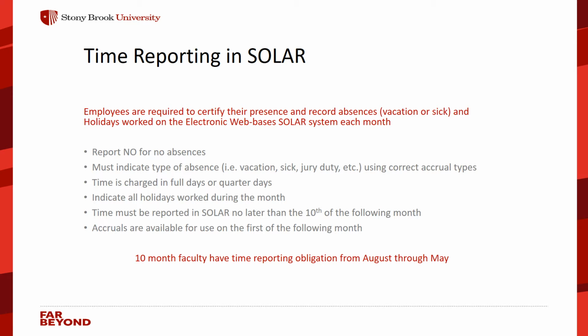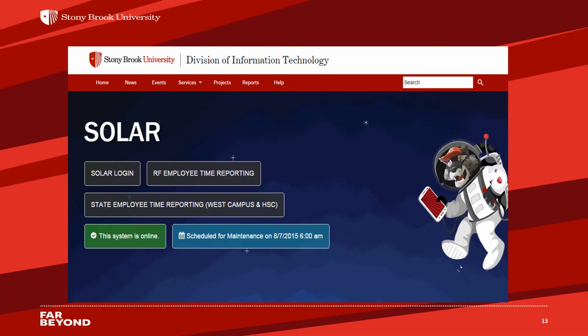Solar reporting is done at the beginning of each month for the previous month and must be completed and submitted for supervisor approval no later than the 10th. Accruals are shown and available on the first of the following month. This is the Solar main page. Click on Solar Login or State Employee Time Reporting to access the system.